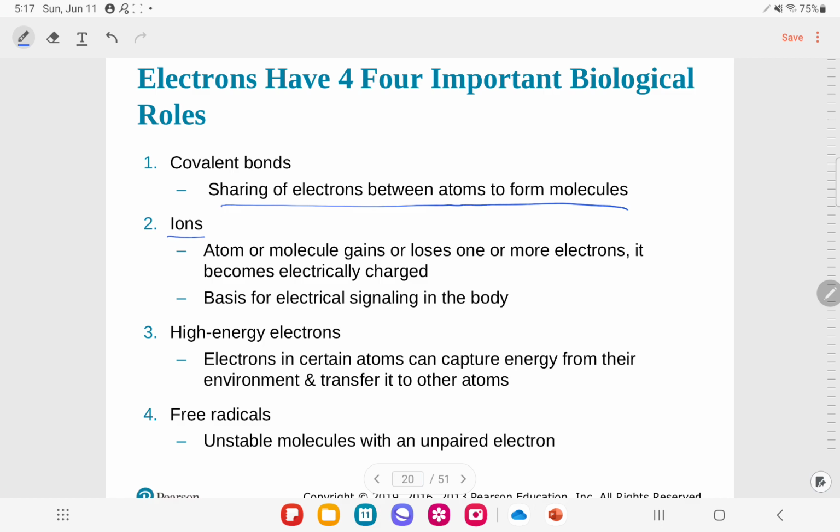And we have high energy electrons, and these are electrons in certain atoms that can capture energy from the environment or transfer those electrons to another atom. And we have, unfortunately though, free radicals. Now, these free radicals are unstable molecules with unpaired electrons. And we don't want free radicals because they can cause a lot of disruption in our body.